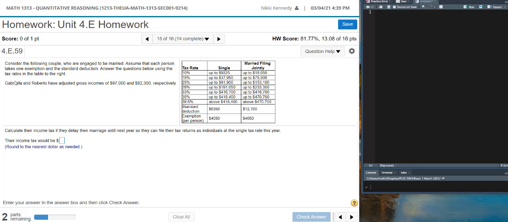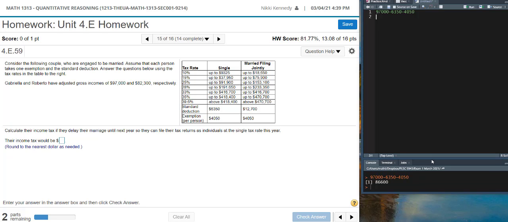So we're going to calculate taxes for Gabriella. I'm going to subtract. You'll notice this is her adjusted gross income. So from her adjusted gross income, you'll see this over on the right, I'm going to take $97,000 minus a standard deduction of $6,350 minus a standard deduction of $4,050. This tells me that she has a taxable income of $86,600.